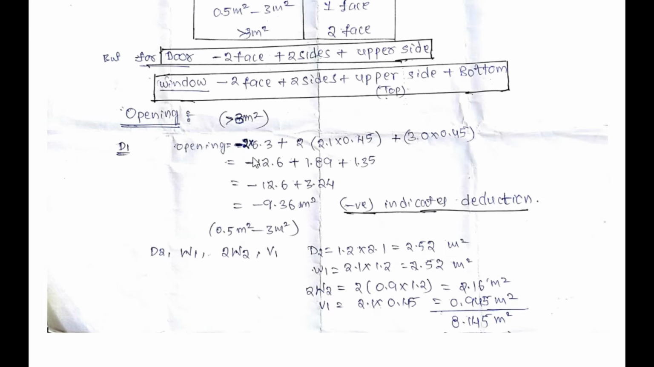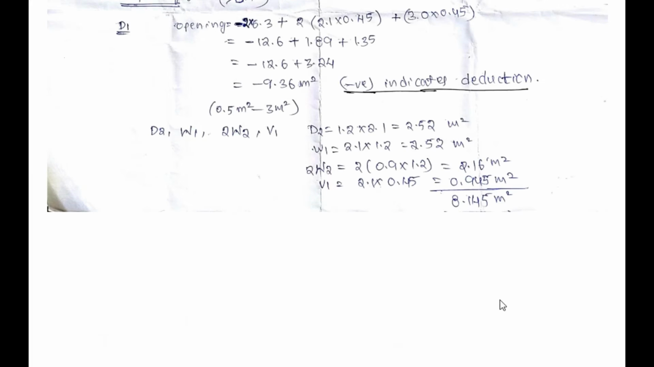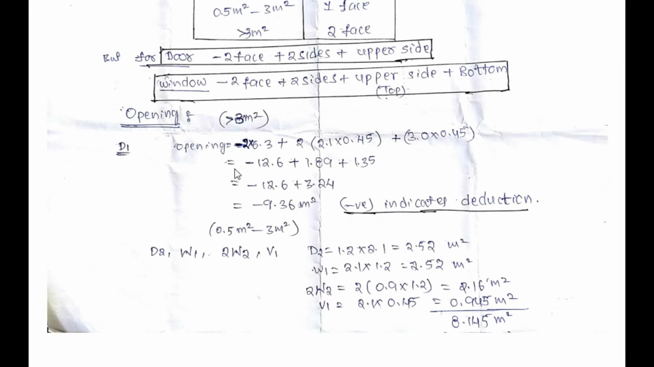I have deducted two faces, 2 into 6.3, plus added two sides. The door has 2.1 meter height, and the thickness of the wall is 0.45. So I have added two sides plus top side, that is 3 meter width, and the thickness of the wall is 0.45. If you multiply these values, you will get minus 12.6 plus 1.89 plus 1.35, which equals minus 9.36. Here, this negative sign indicates the deduction.